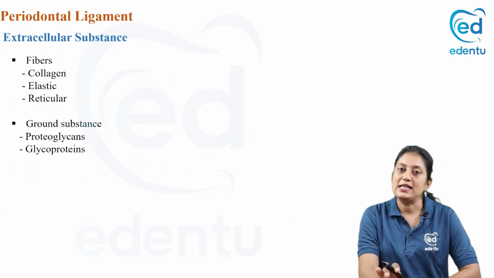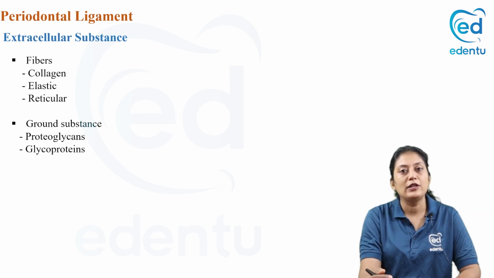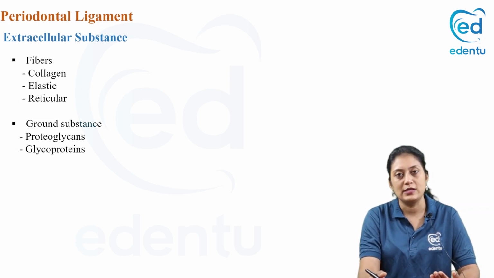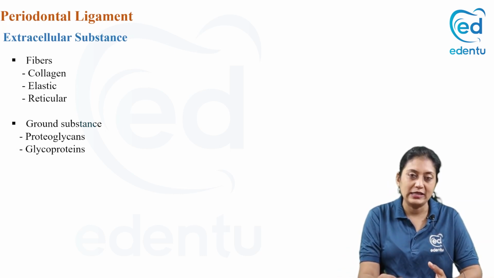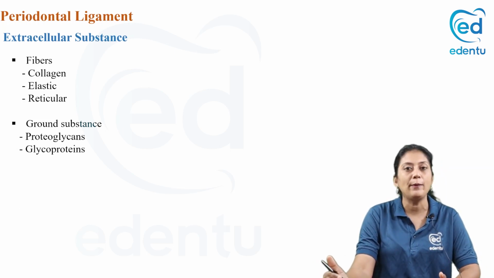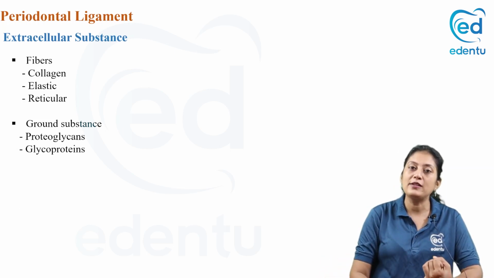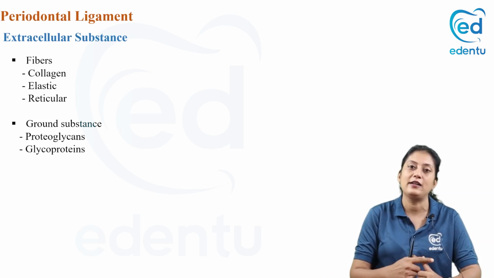So all these are cells. Defense cells can be a neutrophil, lymphocyte, mast cells, any of these. So whenever any bacterial or antigenic exposure is seen in the periodontal ligament, these defense cells will attack them and try to remove them from the periodontal ligament. So you have formative cells, you have resorptive cells, you have progenitor cells, cell rest of Malassez and defense cells.